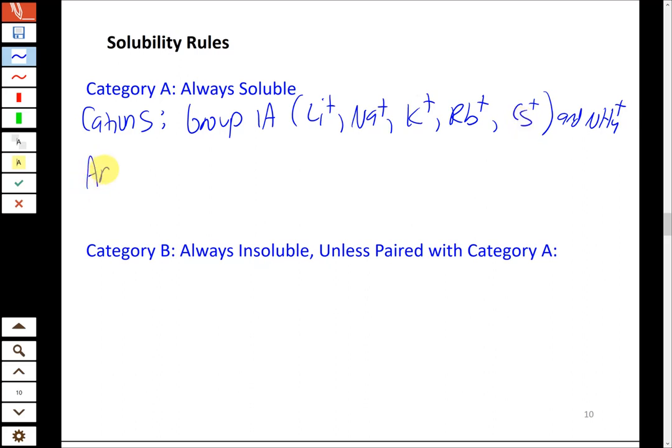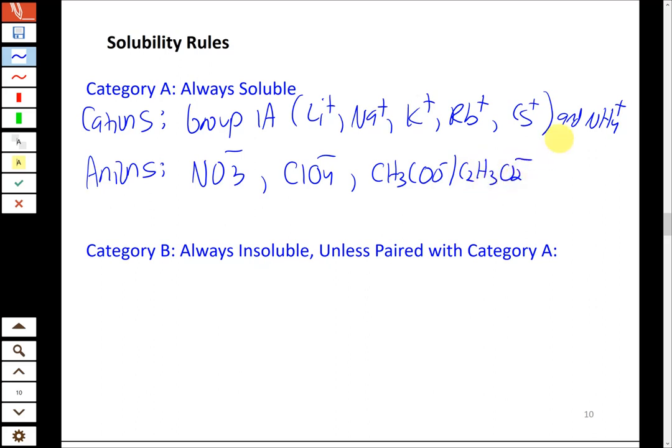And then there's some anions that would fall into this category as well. So nitrate, NO3-, perchlorate, ClO4-, and then acetate, which can be written either as CH3COO- or sometimes more simply as C2H3O2-. That's called acetate. Those anions are always in soluble ionic compounds. So if you have this anion, no matter what the cation is, you will assume that the compound is soluble. So those are the first ones you want to look for, because if you see any of these cations or anions in your product, you can know then that that product is going to be soluble. It's not going to be the precipitate that forms.